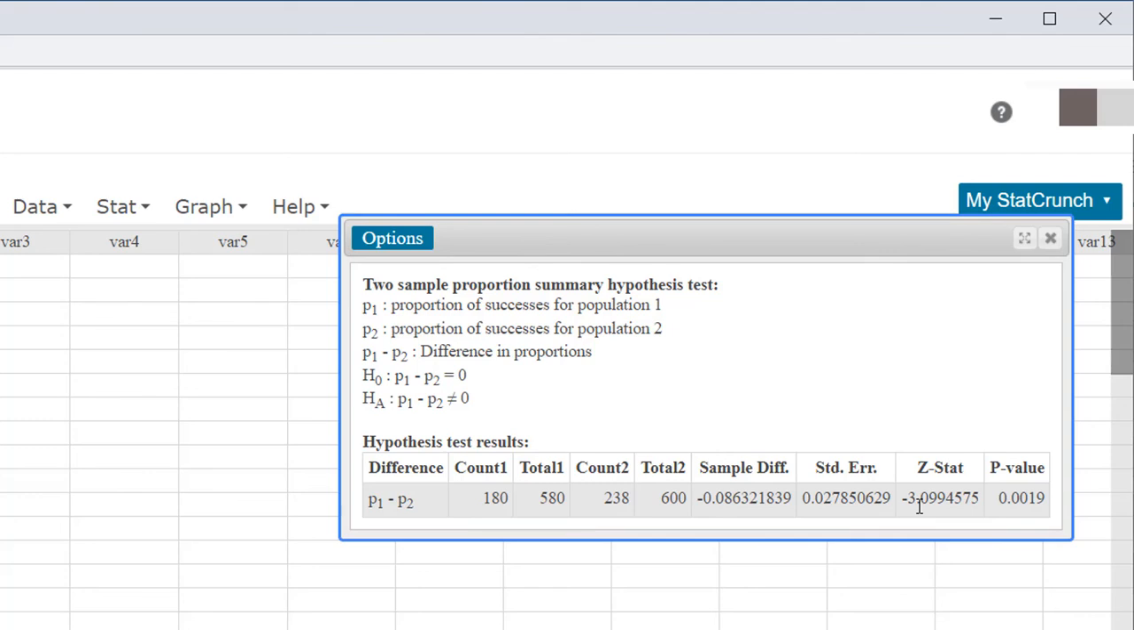If we're using the p-value approach, then we would compare the 0.0019 to the 0.01, and because that's less, we reject. So again, we reject the null hypothesis. We're rejecting that the proportion of Catholics equals the proportion of seculars who favor capital punishment when the crime was committed by someone under the age of 18. And we are concluding that there is a significant difference between those two proportions.